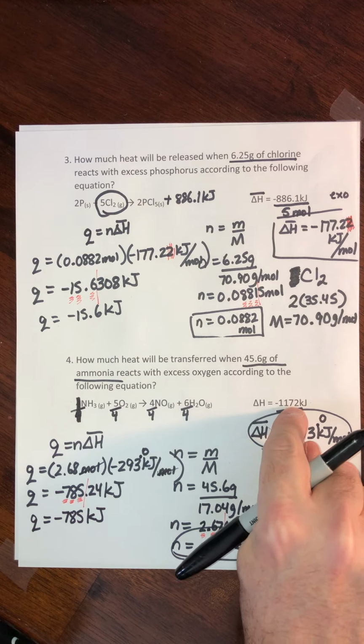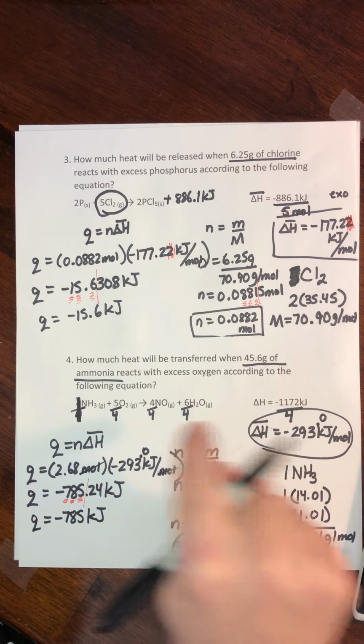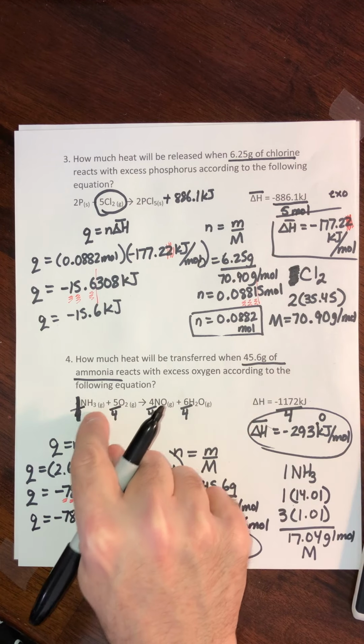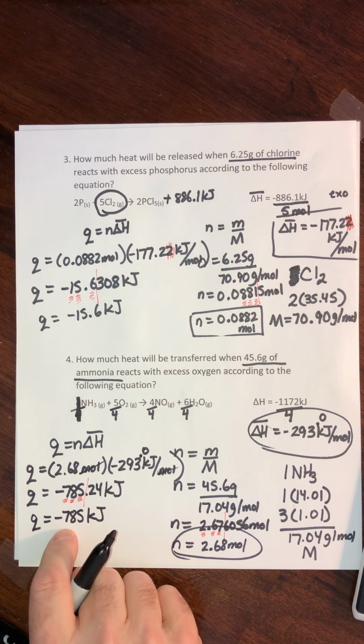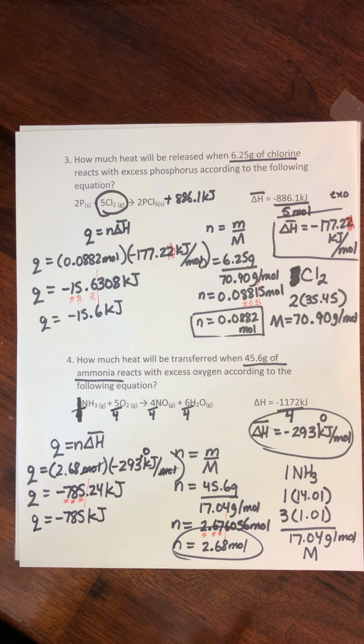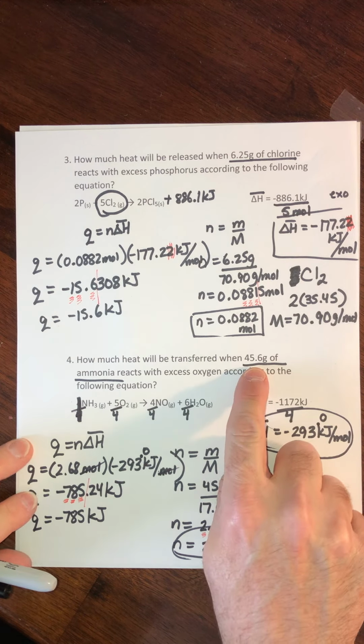Now, if the original equation had a negative heat, that means it's exothermic. Whether you react a lot or a little, it's still going to be exothermic, right? So it's still going to be a negative here at the end. All right, I hope that helps you understand working with thermochemical equations and using the delta H given in the equation to calculate the heat that goes with reacting a specific amount of a chemical.